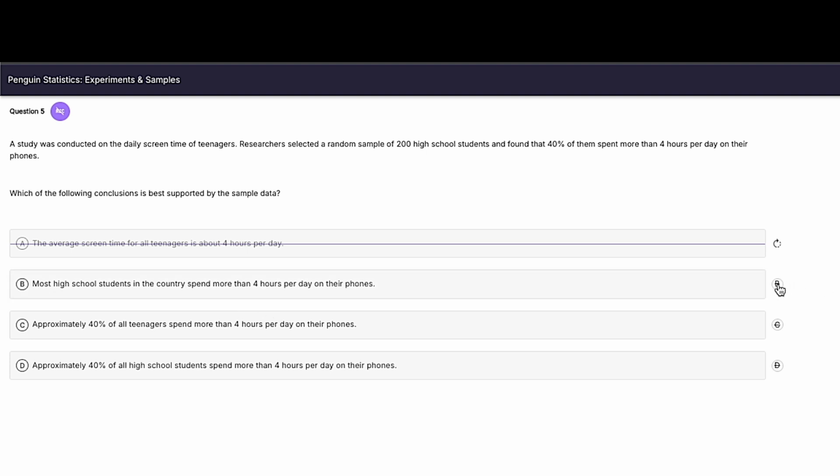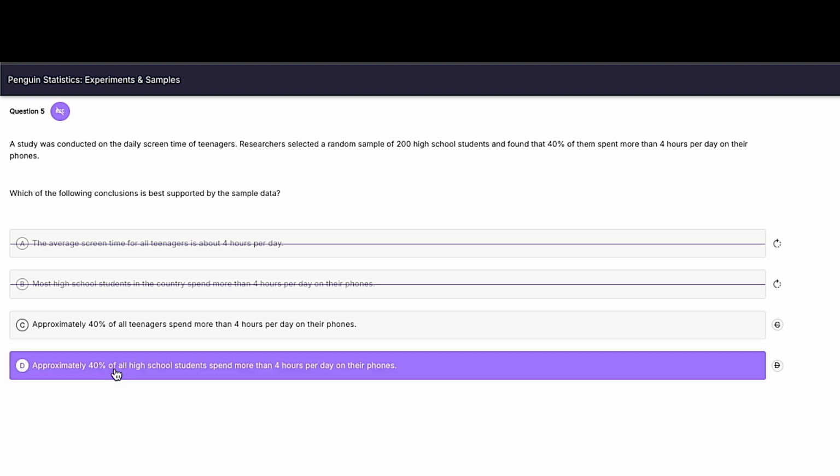We don't have hedging language. C and D give us "approximately," which we want, right? So approximately 40% of all teenagers. Was our sample teenagers? No, it was high school students. So it's actually going to be choice D here, making sure that, again, we want to match our population with our sample. So you can see how these concepts are now starting to come together in these more challenging questions.